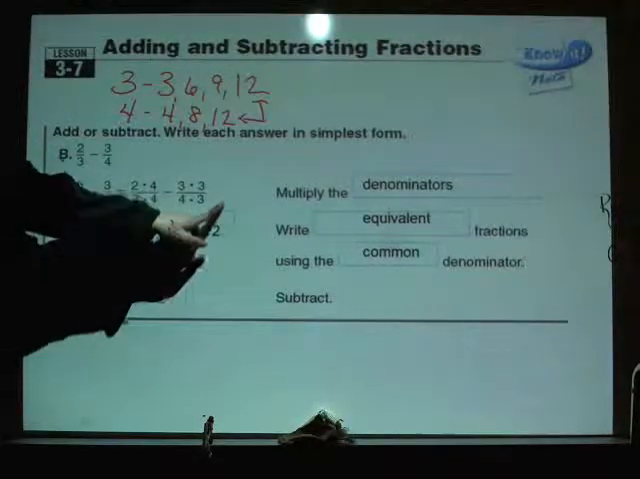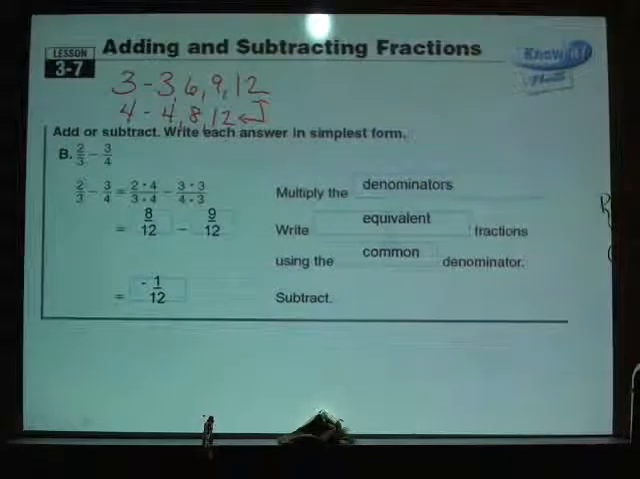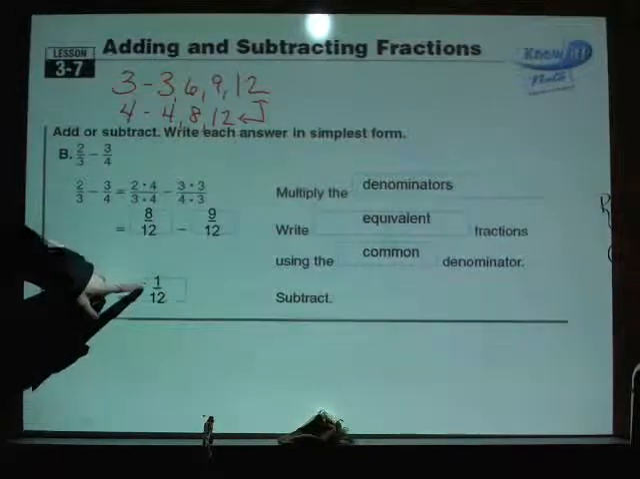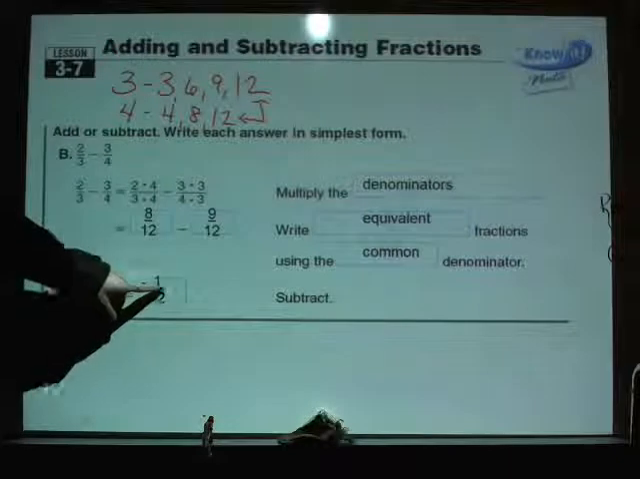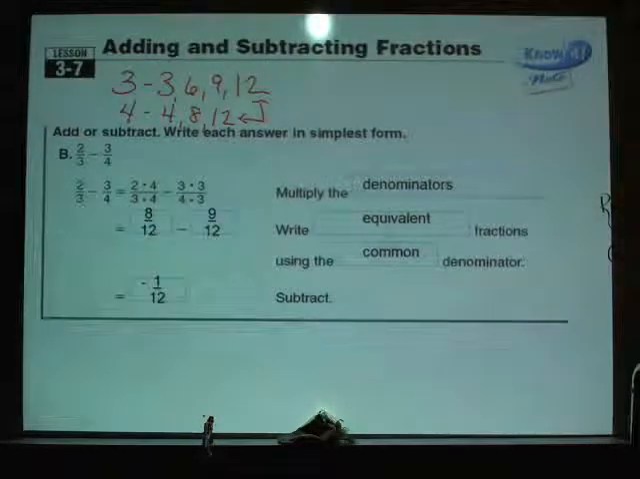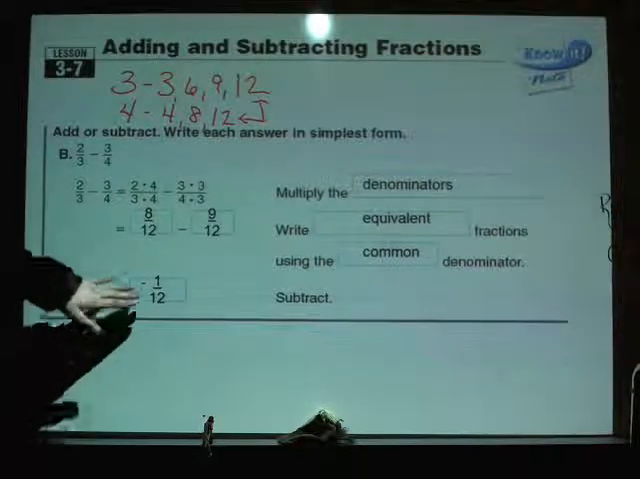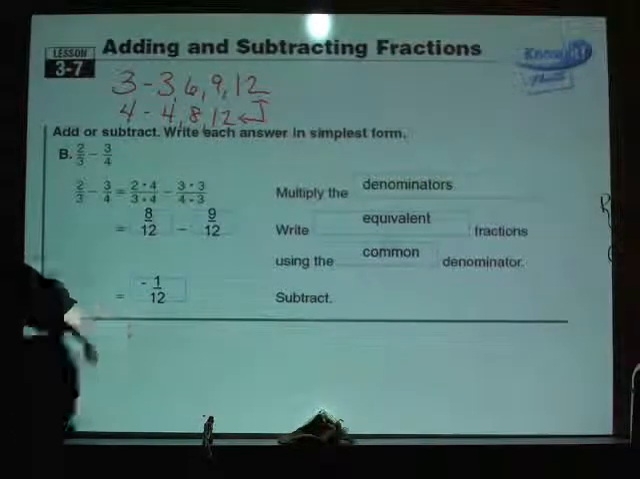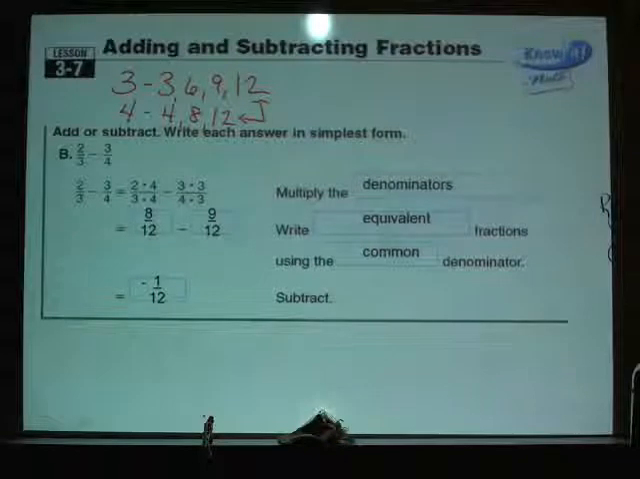Well, 8 minus 9 in the numerators, which is what I'm going to have to do to solve, is going to give me -1. So as you can see, I wrote -1 down here in the answer. And remember, the denominators stay the same. So because 12 is the denominator, 12 is also the denominator in my answer. And we end up with -1/12.